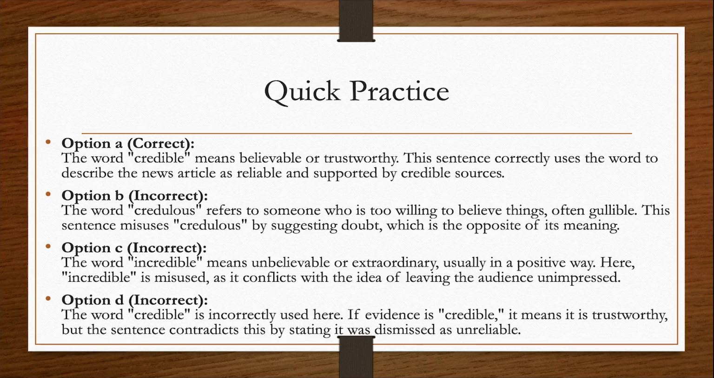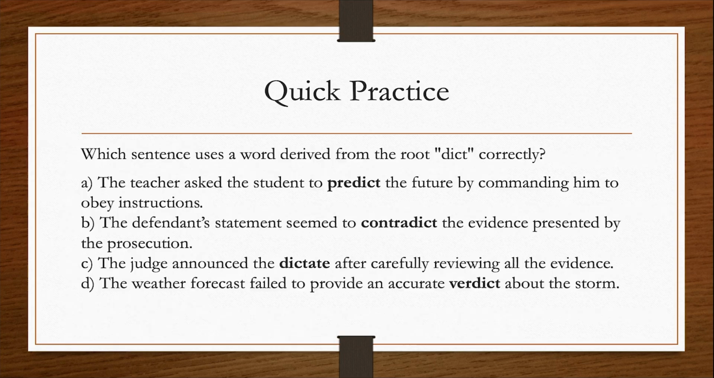And option D, the word credible is incorrectly used here. If evidence is credible, it means it is trustworthy, but the sentence contradicts this by stating it was dismissed as unreliable. So this could be one way of asking questions. Again, which sentence uses a word derived from the root dict correctly?